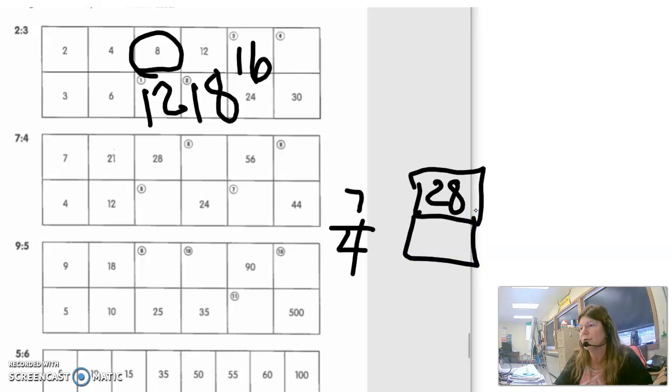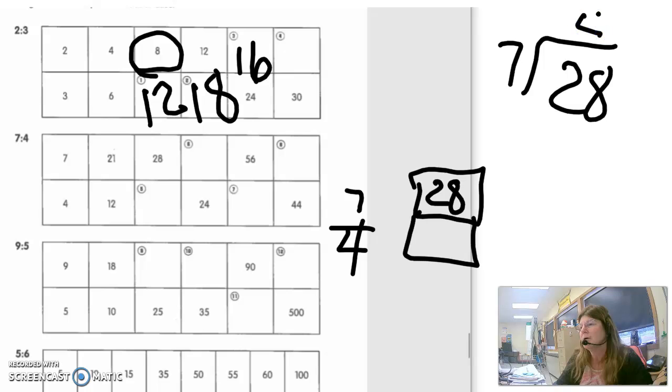What do we do first? Well, the very first thing you're going to do is divide 7 into 28. How many times will 7 go into 28? 4 times. 4 then is times 4. So 4 times 4 equals 16. So this number is 16. Okay? Does this make sense?